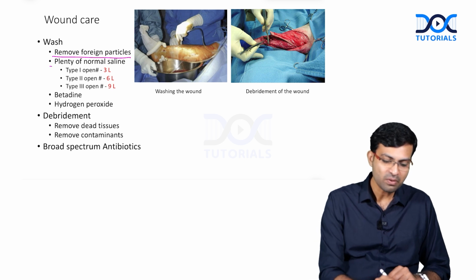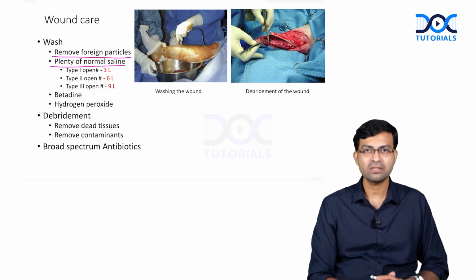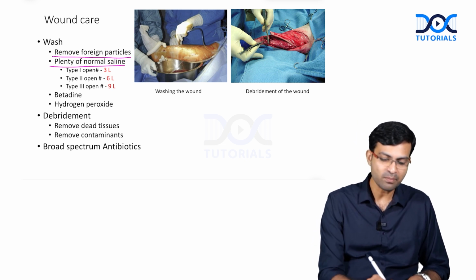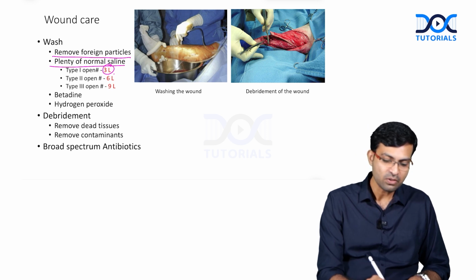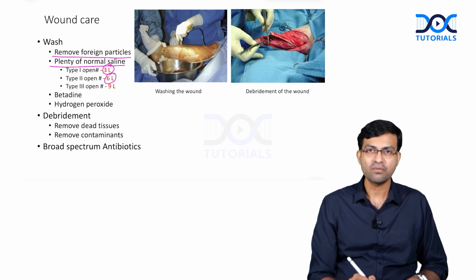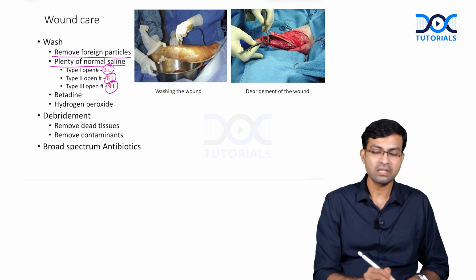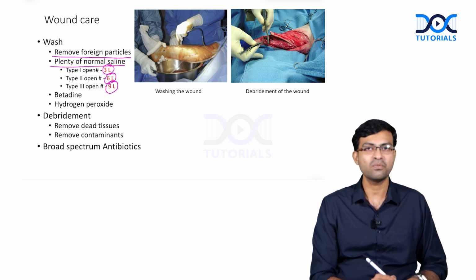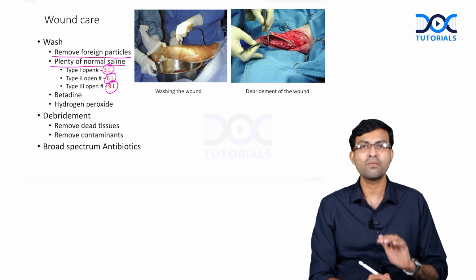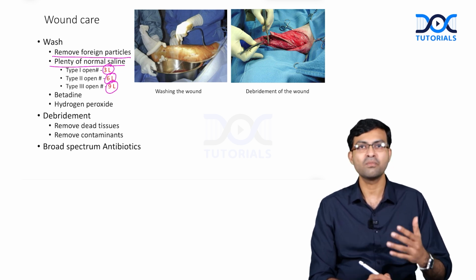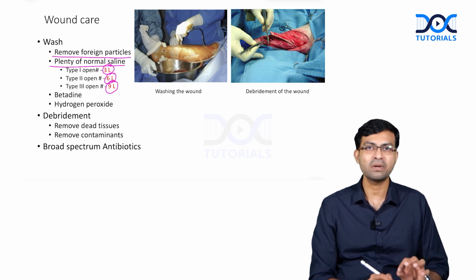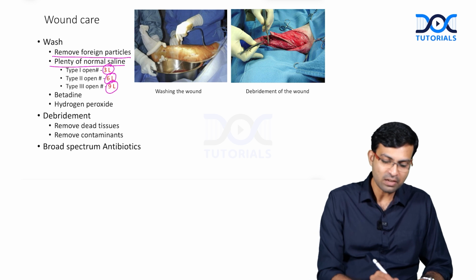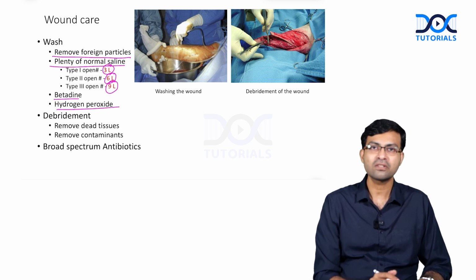Then the next step is to use plenty of normal saline to wash the wound. You use maximum amount of normal saline to wash the wound. They said that in type 1 fracture, you need at least 3 liters of water to clean it. In type 2, you have to use at least 6 liters of normal saline for cleaning the wound. And in type 3, we need to use at least 9 liters of normal saline to clean the wound. So this is the least amount of normal saline that you are using. You can use more than this, that is okay. But at least this much amount of normal saline must be used to clean a particular type of open fracture. Then you can use betadine and hydrogen peroxide as adjuncts to clean the area.